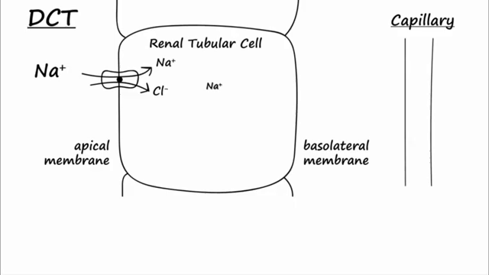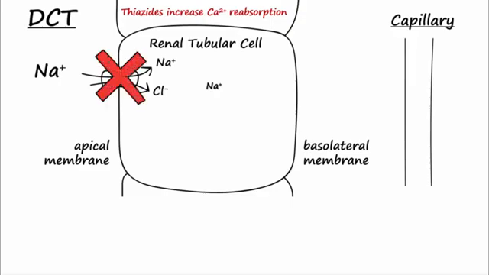To help prevent calcium stones, the physician may prescribe a thiazide diuretic. Thiazide diuretics block sodium chloride symporters on the apical membrane of renal tubular cells in the DCT. This acts to further decrease intracellular sodium levels in the DCT cells, and thus increase the driving force for sodium to move into the cell via sodium-calcium antiporters on the basolateral membrane.